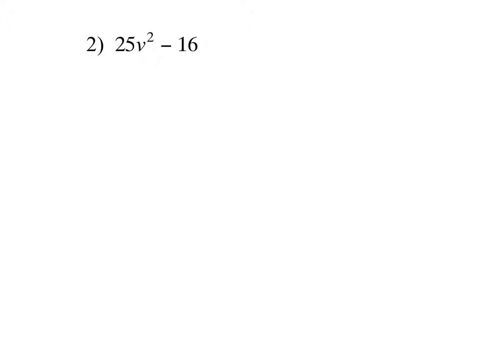My next one. Again, as you can see, this one, 25, has a perfect square root. V squared has a perfect square root. As long as the exponent is even, that means it has a perfect square root. And 16 has a perfect square root. So this one I can factor as 5v minus 4 times 5v plus 4.